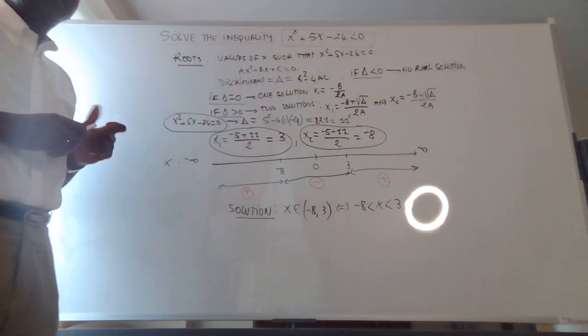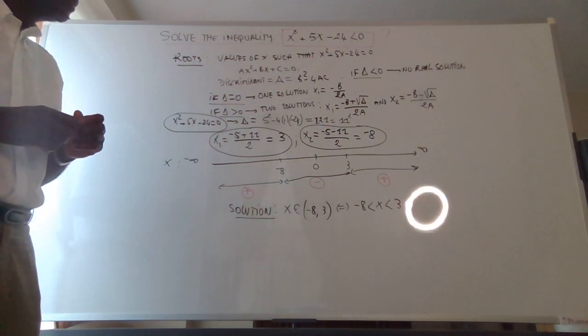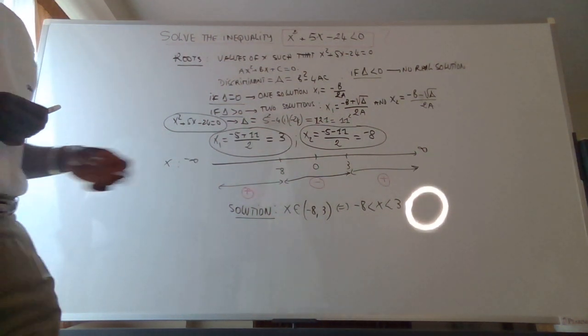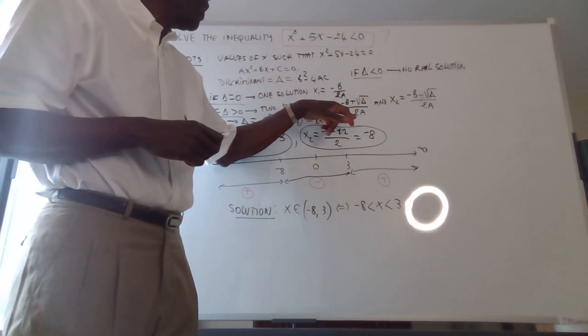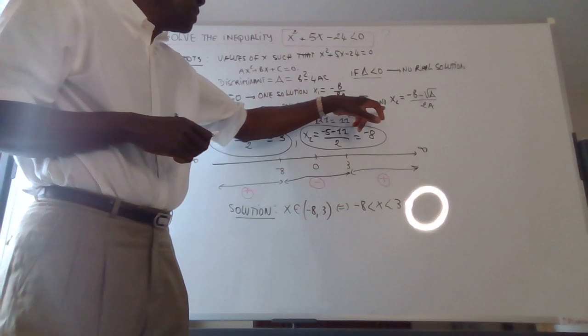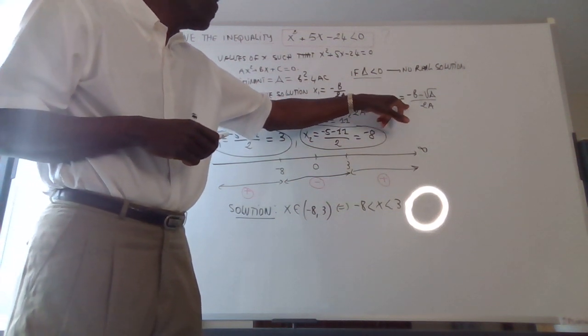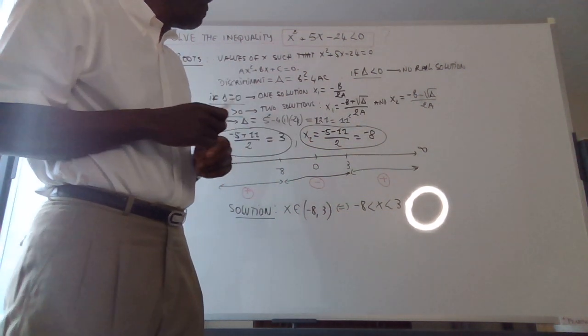If delta is positive, there are two distinct real solutions: x1 equals minus b plus square root of delta over 2a, and then x2 equals minus b minus square root of delta divided by 2a.